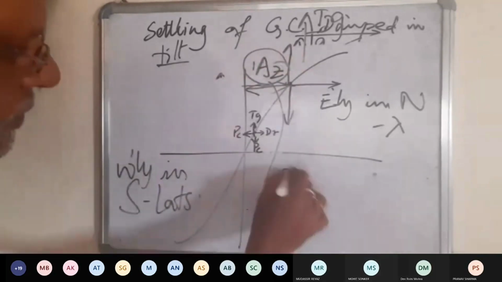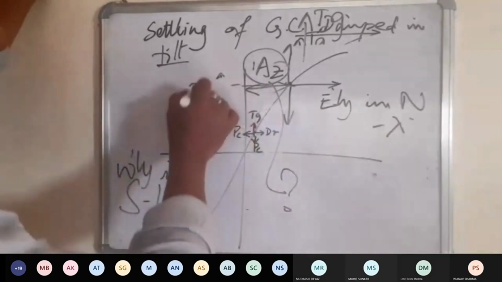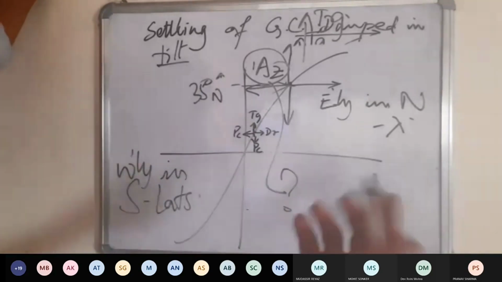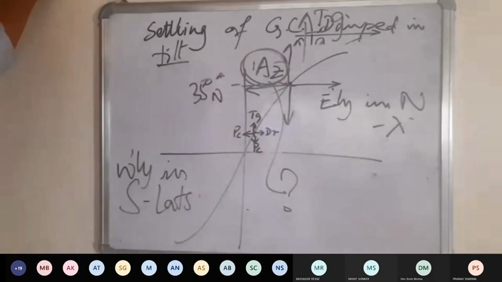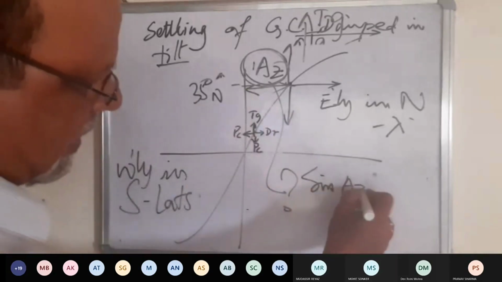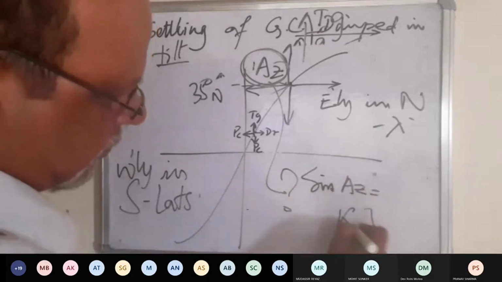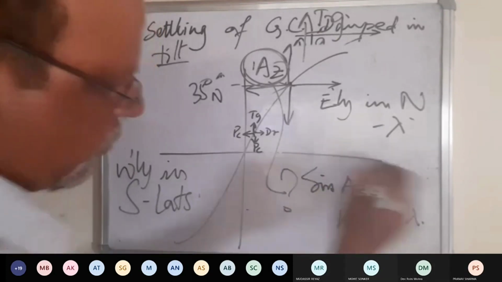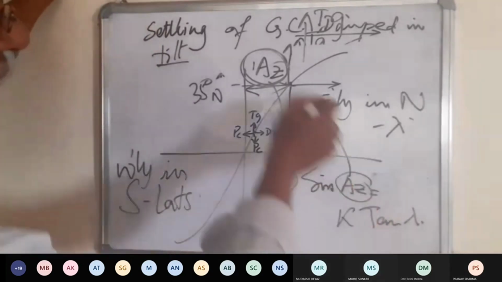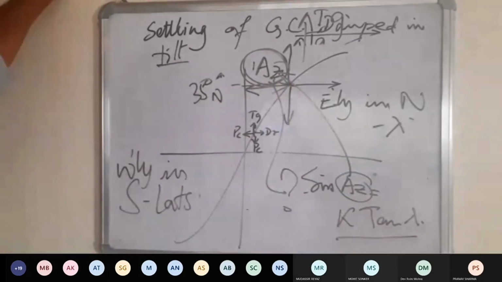This is how much? How do we know कि latitude अगर मान लीजिए 35 डिग्रीज है north, so how much will be the error? That is given by sine azimuth is equal to k tan latitude. This azimuth error is this error. Sine of azimuth error is k tan lat.